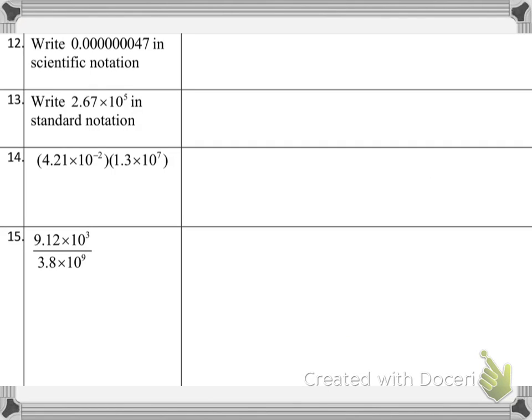Okay, in number 12, we are asked to rewrite this number that's in standard notation in scientific notation. So to do this, we have to figure out where our decimal place is starting, and then we need to move it over 1, 2, 3, 4, 5, 6, 7, 8 places. So we know that we're going to have either 10 to the 8th or 10 to the negative 8th. So we're going to have 4.7 times 10 to the either 8 or negative 8.